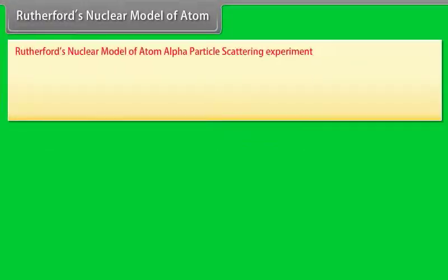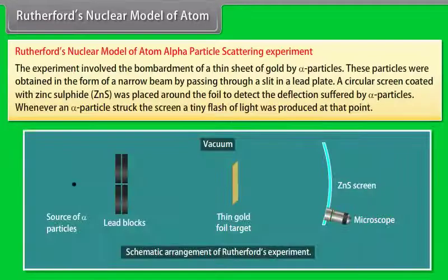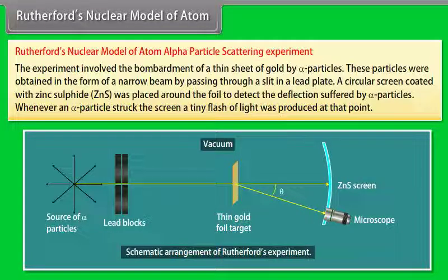Rutherford's nuclear model of atom. Alpha particle scattering experiment. The experiment involved the bombardment of a thin sheet of gold by alpha particles. These particles were obtained in the form of a narrow beam by passing through a slit in a lead plate.